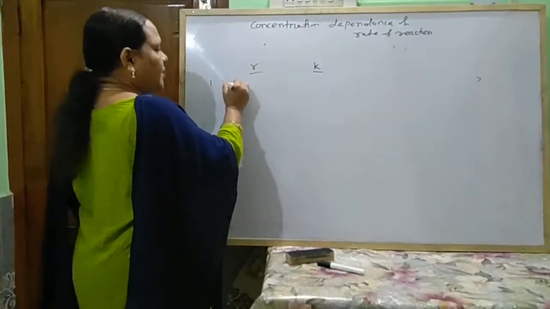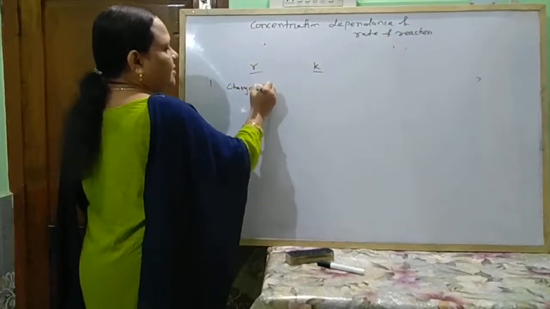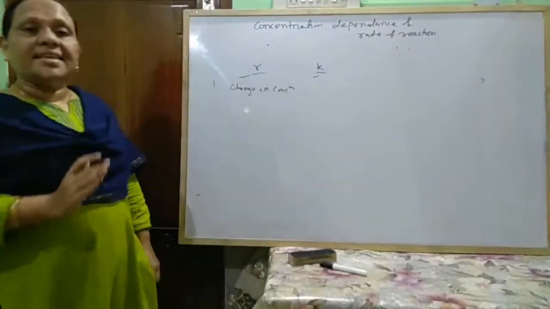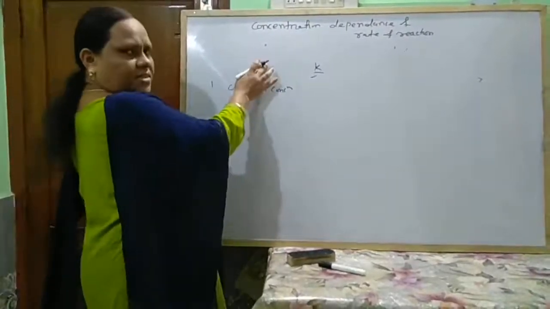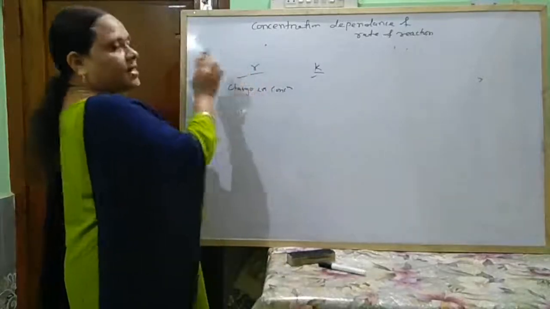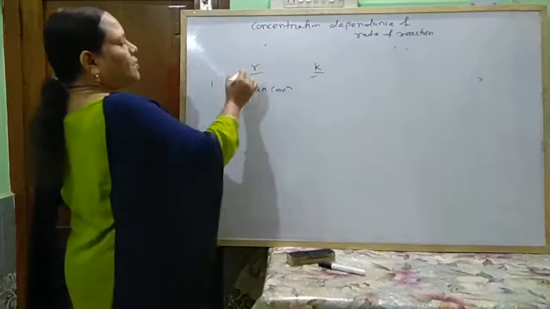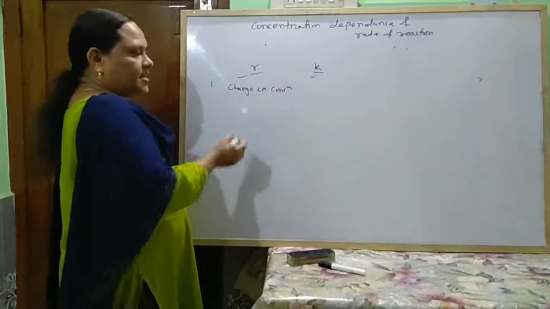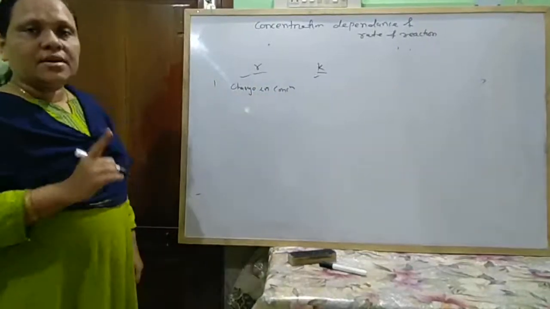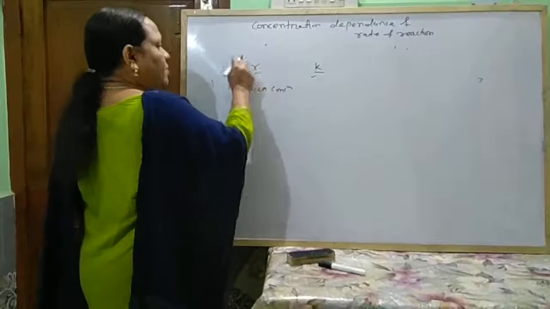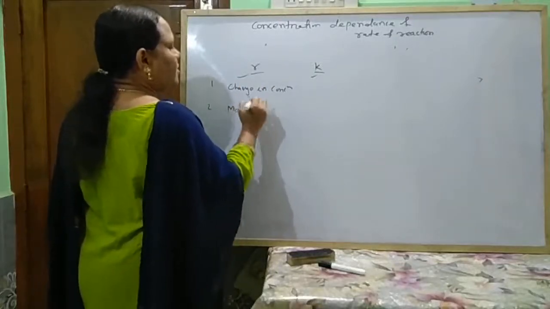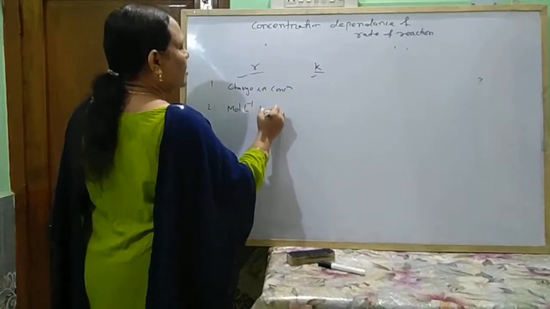Number 2, this K is constant for a particular reaction, but R value changes with change in concentration. Initially, the rate of reaction is higher, and when the concentration of the reactant decreases, generally R value decreases. So the rate of reaction generally changes with change in concentration of the reactant, but the K value for a particular reaction is same.